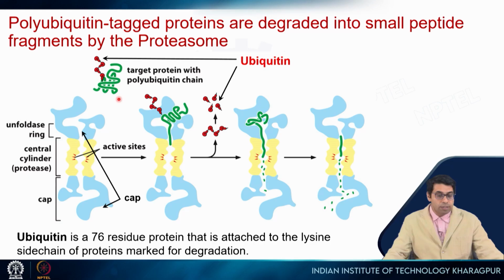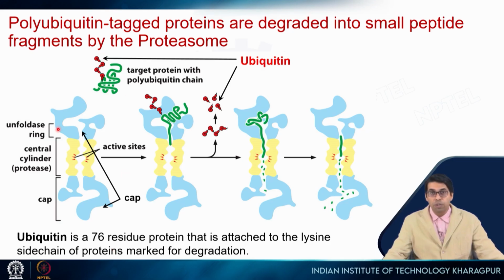So, this is a protein which is tagged by ubiquitin. Ubiquitin is a very conserved molecule. It consists of 76 amino acids and it binds to the lysine of the protein. So, the lysine side chain of a protein which is to be degraded, right. So, on that the ubiquitin is marked.